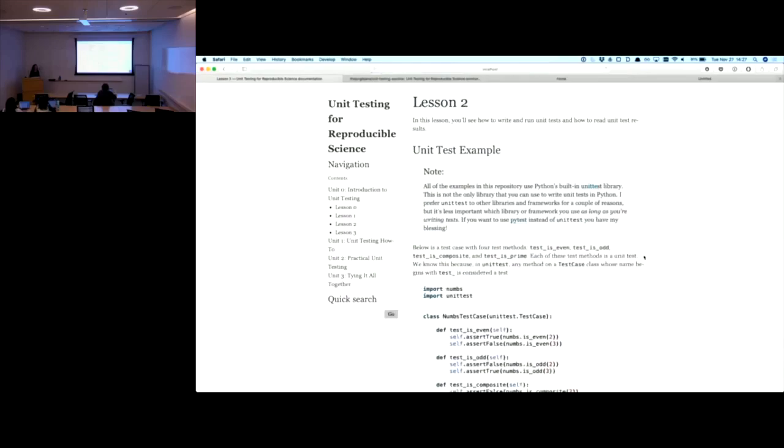Okay, so just a quick note that there are a couple of different Python libraries for writing unit tests. I prefer the built-in library, which is called unittest. Probably the most popular testing library is called PyTest. Who in here has heard of PyTest and not of unittest? Nobody?